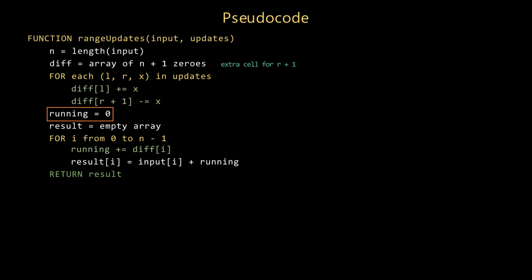Start the running prefix sum at 0. Prepare the result array. Sweep over the original n input positions. Add the current diff value into the running sum. The final value is the input value plus the running sum. Return the finished result array.